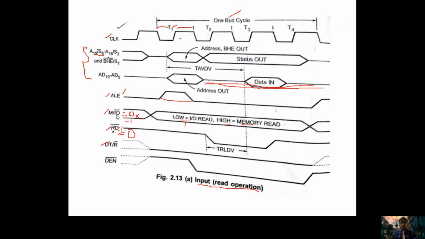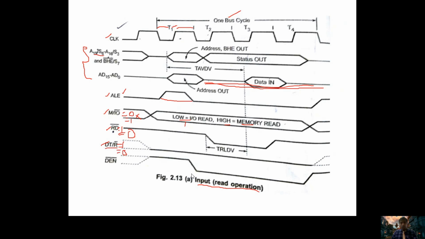Which read, IO read? If IO bar is low, it is IO read. If M by IO bar is high, it is memory read, like that. Next, what is the other point? DT by R bar. We need to make this clear: DT by R bar. What is the name? Data transmit slash receiver bar. If it is one, then the processor transmits data to a memory device or IO device. If it is zero, the processor is receiving data from a memory device or IO device.